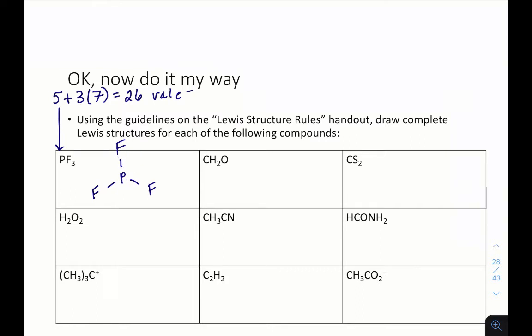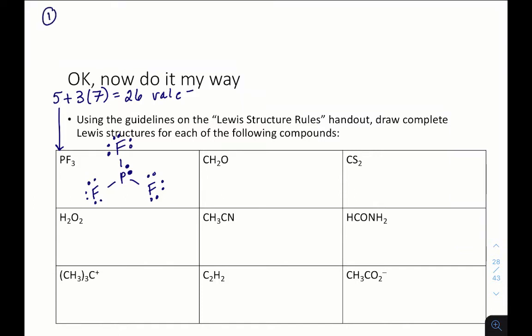So your next step tells you to fill the octets of the terminal atoms. The terminal atoms are the fluorine atoms, and before I started drawing the lone pairs, they only had the 2 electrons from the bond. So I'm adding 6 more. Now we stop and count. If we stop and count now, which you should do, we'll have 24 electrons. We're not supposed to have 24, we're supposed to have 26. So we need to do something with those 2 additional electrons, and our guidelines tell us to put them on the central atom, which is phosphorus. Now we stop and we count.